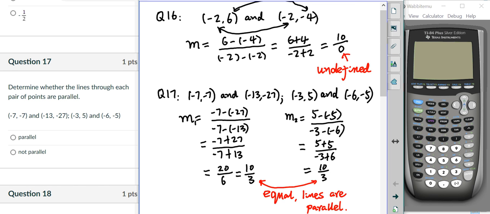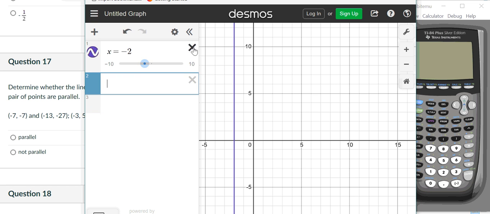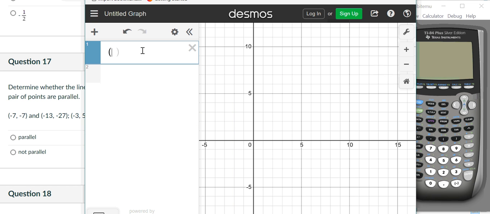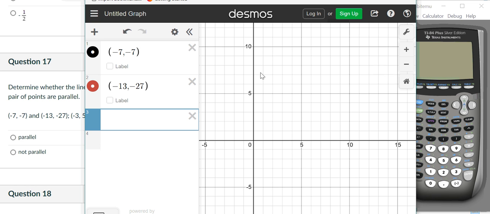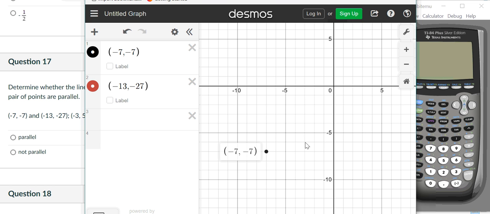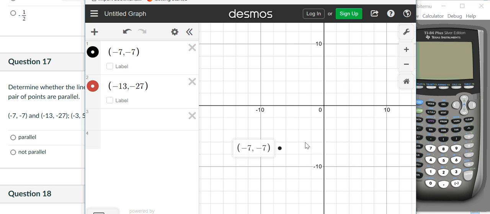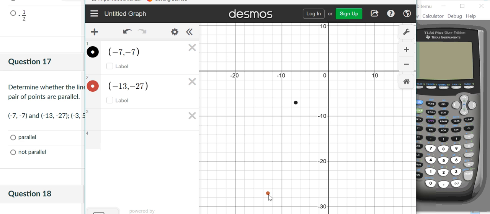If you want to use the graph, you can check. Let me erase the previous. Here we see the first point is (-7, -7), and then we have (-13, -27). Click on that. That's this point. Now, where is the other point? (-13, -27) is very low. That will be this point, right here. If you connect this point and this point, that would be a line.